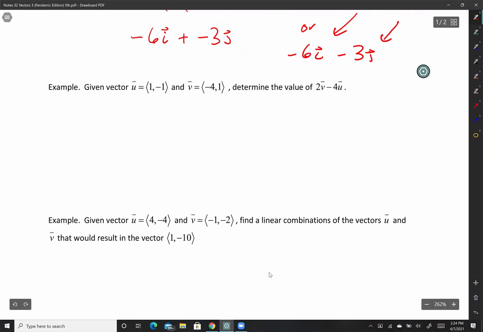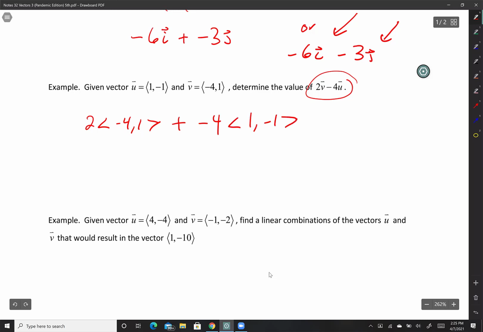All right, anyways, it says given vector u and given vector v, -4, 1, determine the value of 2v minus 4u. You're literally just going to do what we've been doing all this time, guys. So 2 times vector v. Vector v is this one, so -4, 1. And then, like I said, I like to say plus a -4 with vector u.